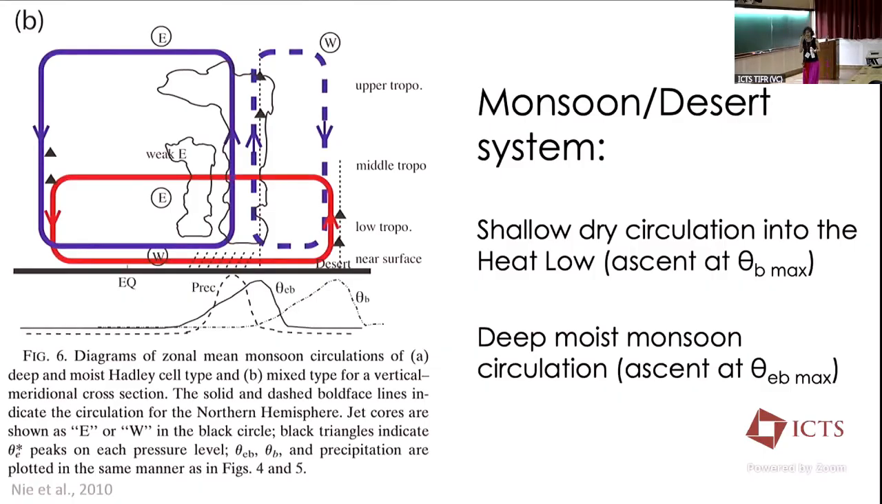So the updated picture for the African monsoon from that Ni et al. paper that I keep showing is this, right? We have the big monsoon cell and a shallow cell, and those two do different things. The shallow cell has an ascent where theta, the dry energy, is maximum, and the monsoon cell has ascent where the moist variable is maximum.